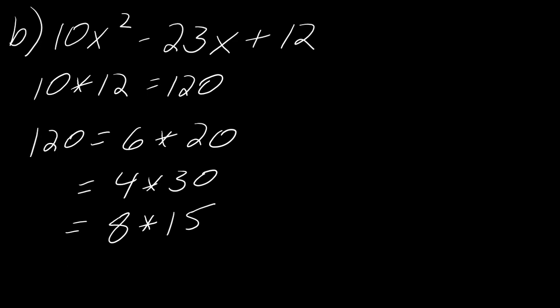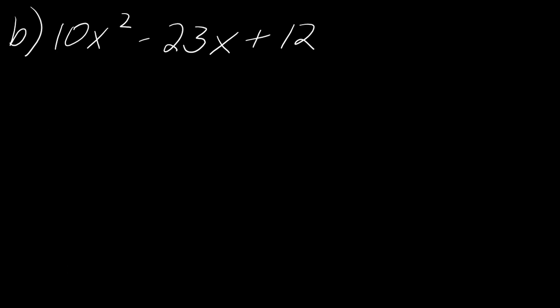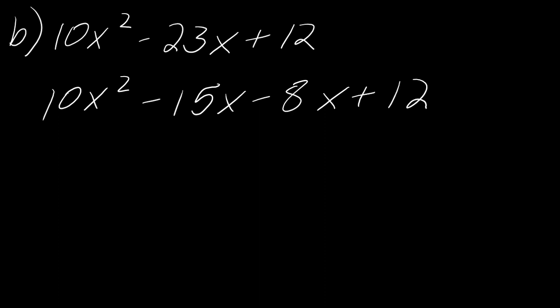Okay, finally I found it. Woohoo! All right, cool. So this will be 23, so we found it, so that's how we're going to want to do the grouping. Okay, so let me clear some space. And this will be 10x squared minus 15x minus 8x plus 12. Okay, so now we've got it set up, so now we can use grouping.